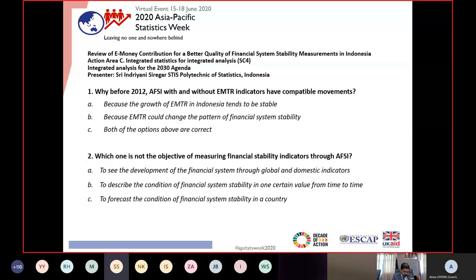And two, which one is not the objective of measuring financial stability indicators through FCI? Which one is not the objective? All of the options are true, but in my research, the one that is not the objective is to forecast the condition of financial system stability in a country. And A and B are true: to see the development of the financial system through global and domestic indicators, and to describe the condition of financial system stability in one certain value from time to time. Okay, thank you, sir.